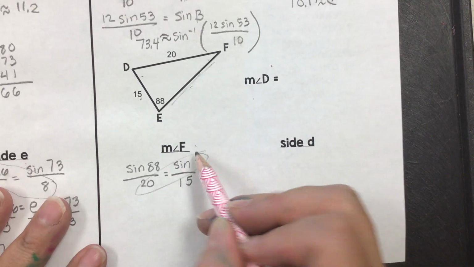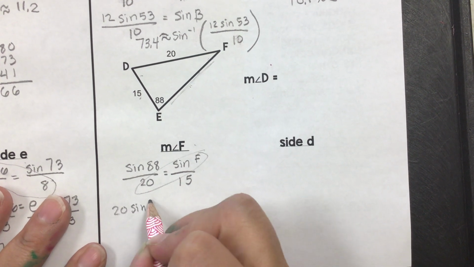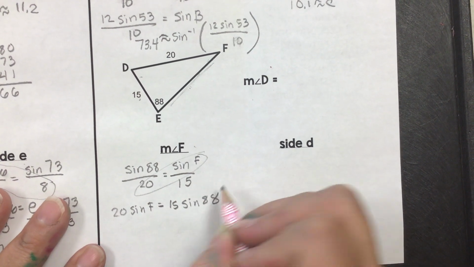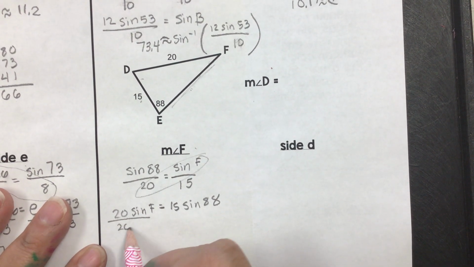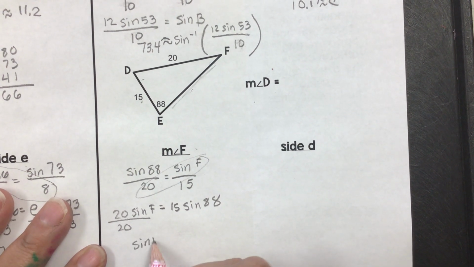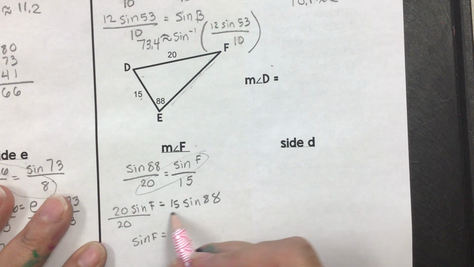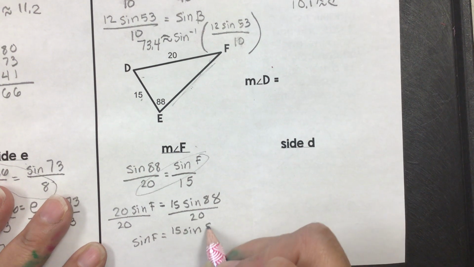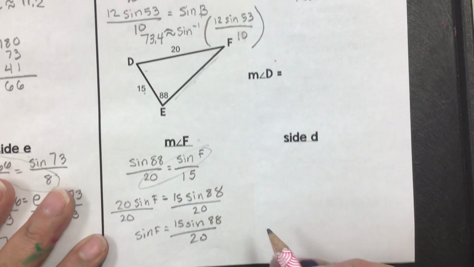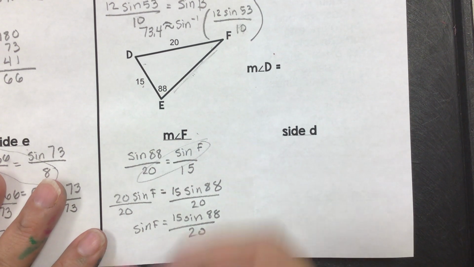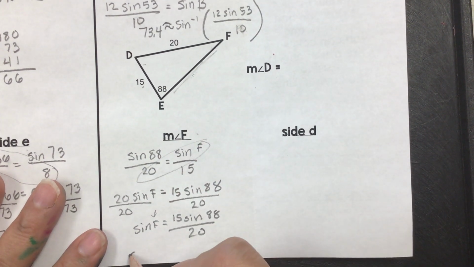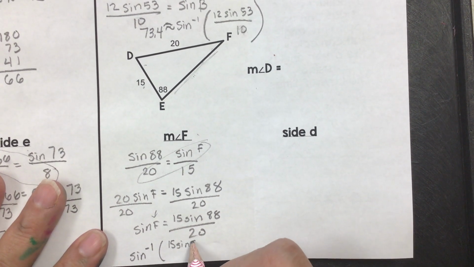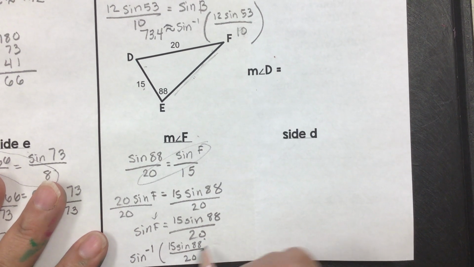Cross multiply. 20 sine of F is equal to 15 sine of 88. We're going to divide by 20, just 20, because that sine of F is stuck together. So we got to divide by 20 on this side. That means that we have 15 sine of 88 divided by 20. We're looking for an angle, so we have to do the inverse of that sine. So the sine inverse of 15 sine of 88 divided by 20.